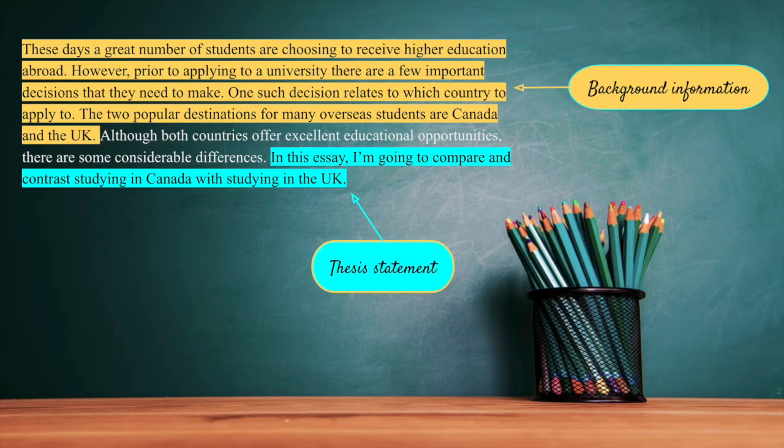So, the first 4 sentences of this paragraph give us some background information. They introduce what the subjects are, and in this case, these are higher education in Canada and in the UK. The last sentence is the thesis statement, which clearly indicates the purpose of the essay. Thanks to the thesis, we can clearly know what the rest of the essay is going to be about.